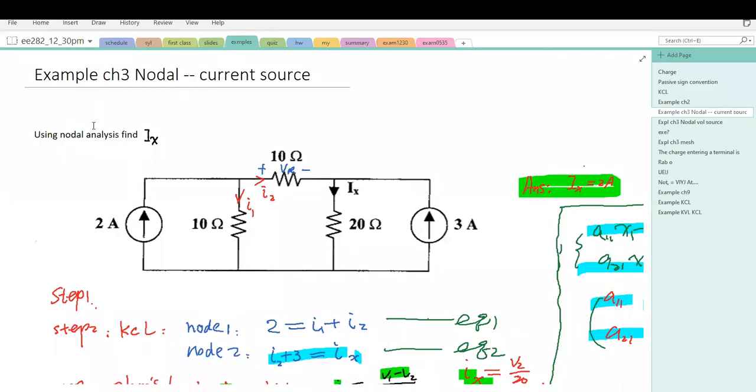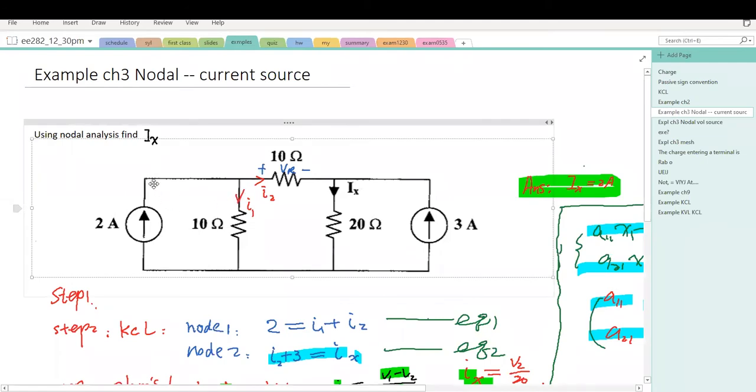In this example, we illustrate a nodal analysis with current sources. Let's look at this circuit. We have two current sources here, and we want to use nodal analysis to find current IS here. So there are a few steps to apply nodal analysis.